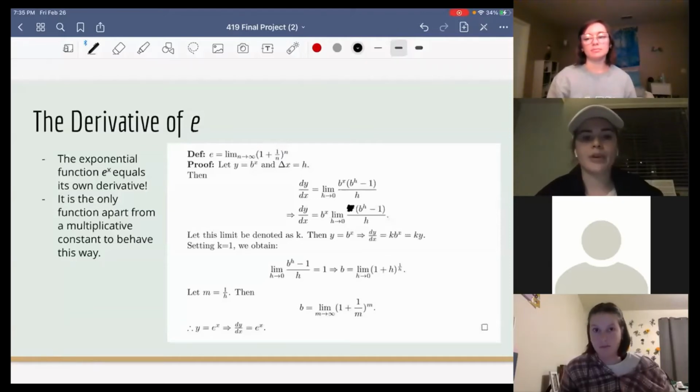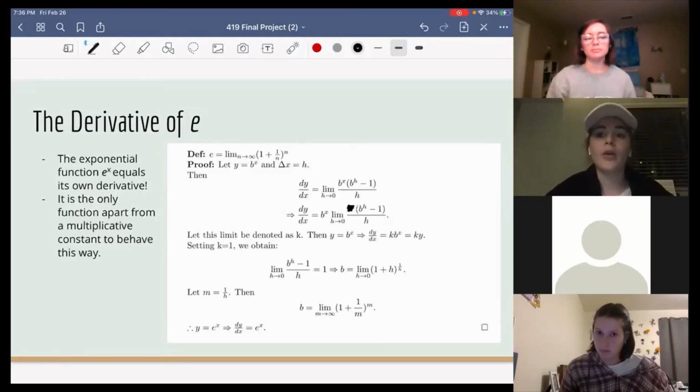Here we have a brief proof of this fact, and so our goal is to find a rate of change for the function y equals b to the power of x, and then we want to show that in order for y to equal dy over dx, this b must be equal to e. So first, before we start the proof, I just want to remind everybody of the limit definition of e that we just discussed, which is the limit as n approaches infinity of 1 plus 1 over n, all to the power of n, because that is going to come up.